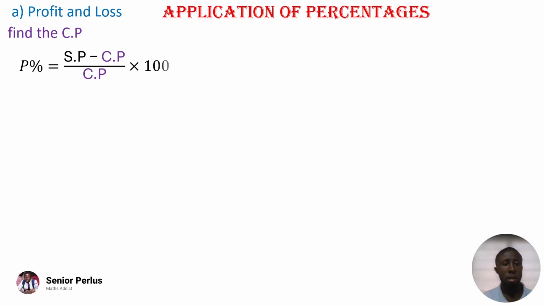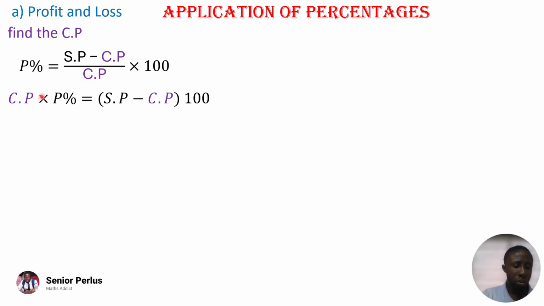So in a question, they may give you the profit percent and the selling price and ask you to find the cost price, that's the CP. From this idea, we know that profit percent is profit out of CP times 100%, or is SP minus CP out of CP times 100%. From here, let's make the CP the subject. We just multiply both sides by the CP to get rid of the denominator. Then we get this.